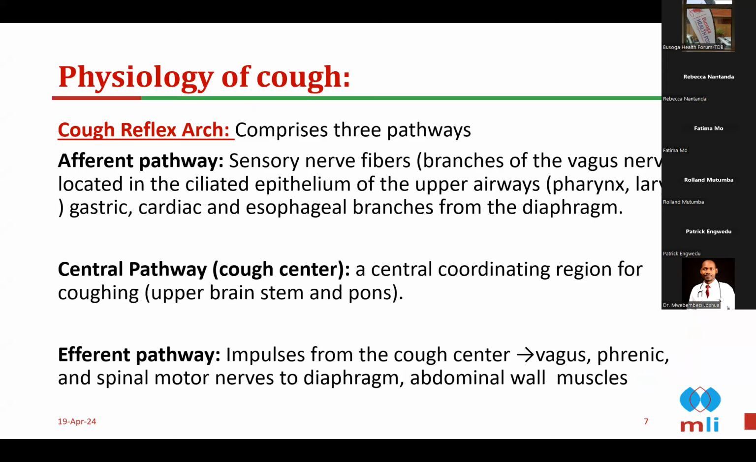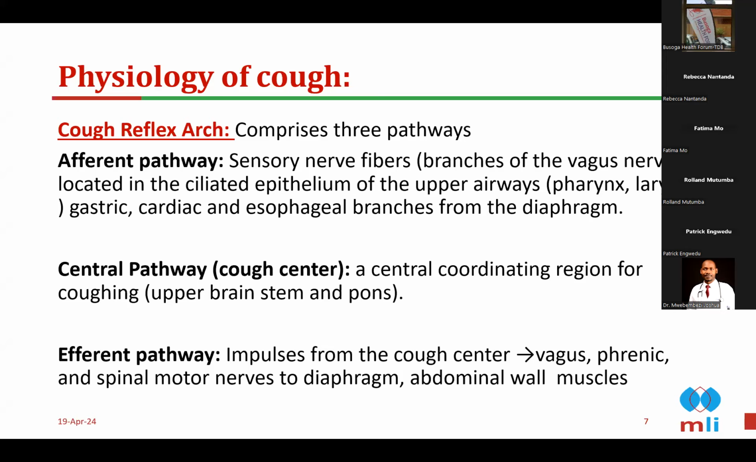So when somebody is coughing, basically we are looking at what we call the reflex arc, and there are three pathways. So what happens when there is any irritation of the airway? We have different receptors within the epithelium, within the pharynx, the larynx, really the upper airways, but also the lower airways. We also have receptors within the stomach, the pericardium, and other areas. So what happens when there is any irritation in those areas from any source, whether it's mechanical or chemical? The nerve fibers send information to the central nervous system, which we call the cough center. This is the coordinating center for the cough.